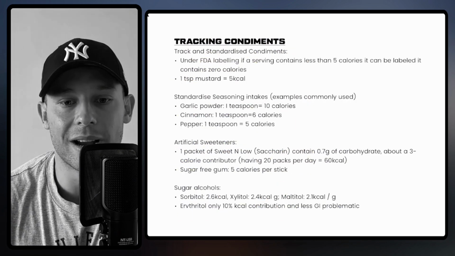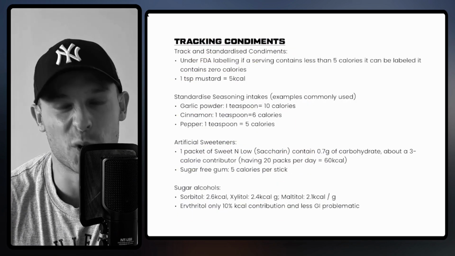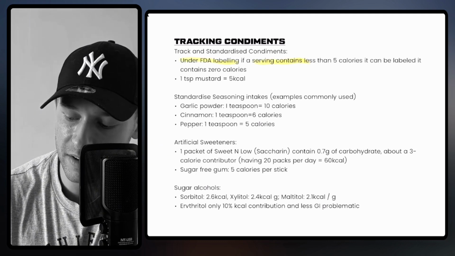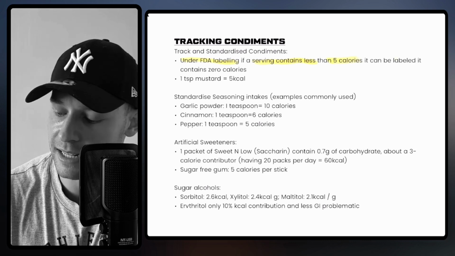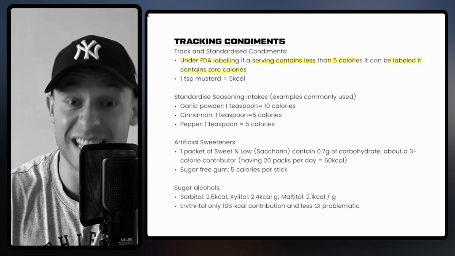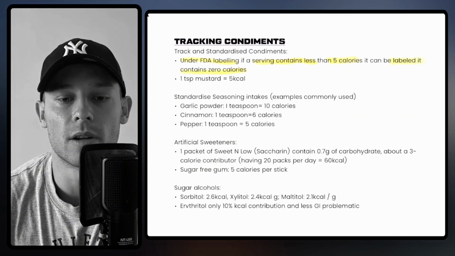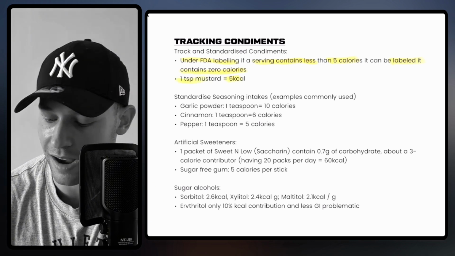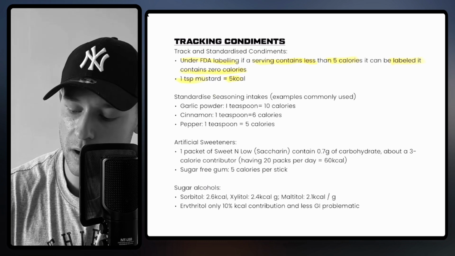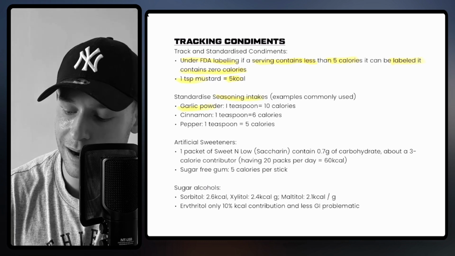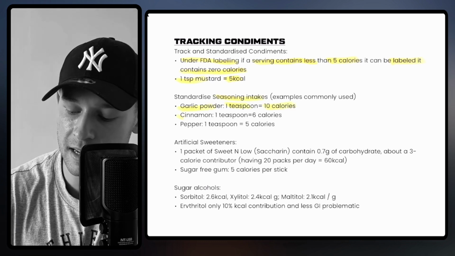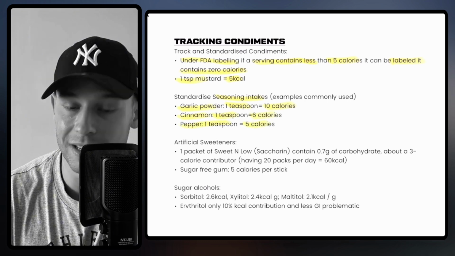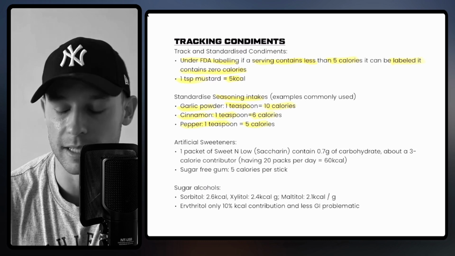Finally, we're going to look at tracking condiments, sauces. Now, under the FDA labeling, if a serving contains less than 5 calories, it can be labeled as 0 calories. So as an example, 1 tablespoon of mustard, that's going to be 5 calories. Or if you are using seasoning, garlic powder, 1 teaspoon is 10 calories. Cinnamon, 1 teaspoon is 6 calories. Pepper, 1 teaspoon is 5 calories.